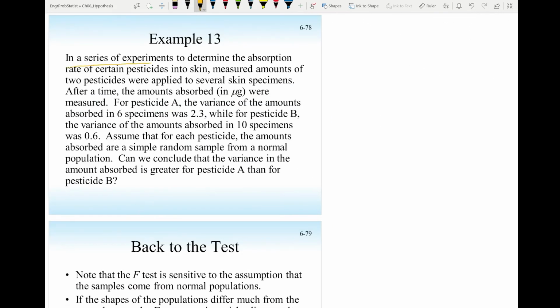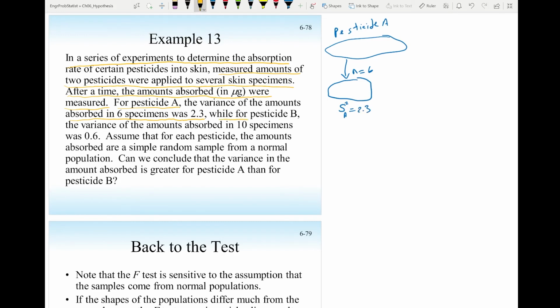In a series of experiments to determine the absorption rate of certain pesticides into skin, 2 pesticides were applied to several skin specimens. After a time, the amount absorbed in micrograms was measured. For pesticide A, the variance of the amount absorbed in 6 specimens was 2.3. So let's draw here A and the sample of size 6, and the sample variance of population A was 2.3.